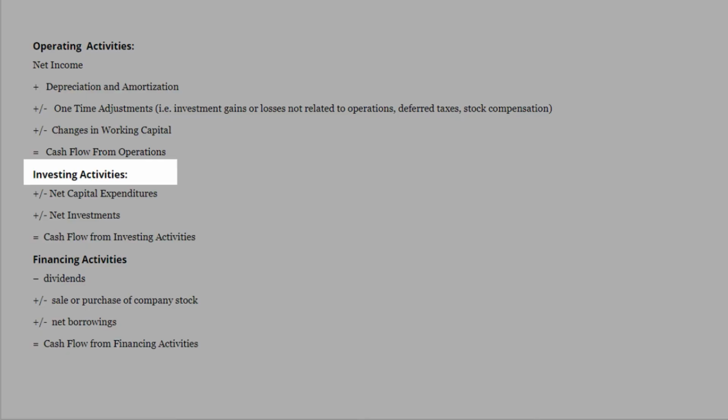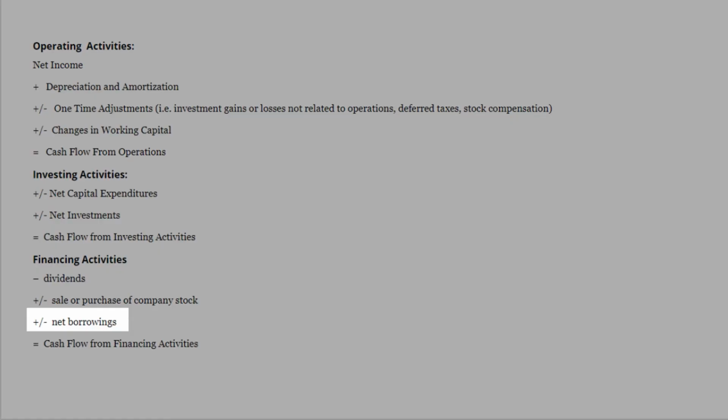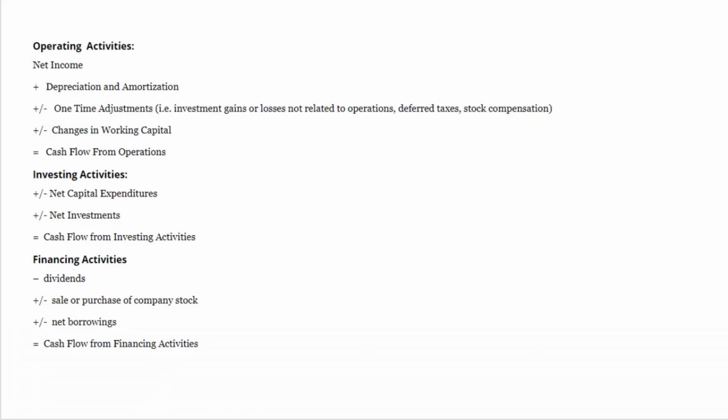Next is investing activities. We want to take net change in capital expenditures and net change in investments, and that equals cash flow from investing activities. And lastly, we've got financing activities, where we subtract dividends, add or subtract the sale or purchase of any common stock, add or subtract the cost of any net borrowings, and that equals cash flow from financing activities.